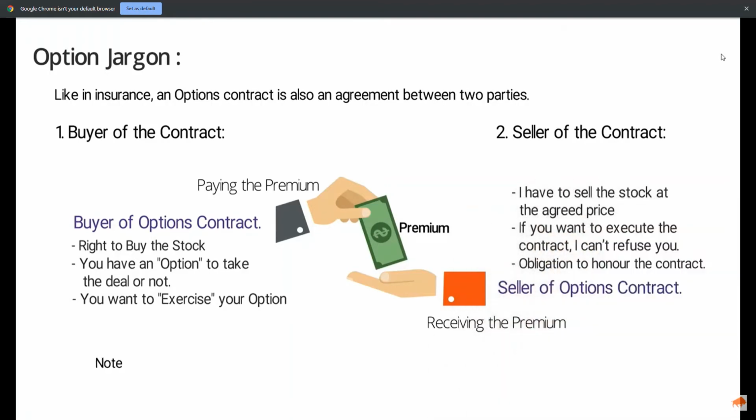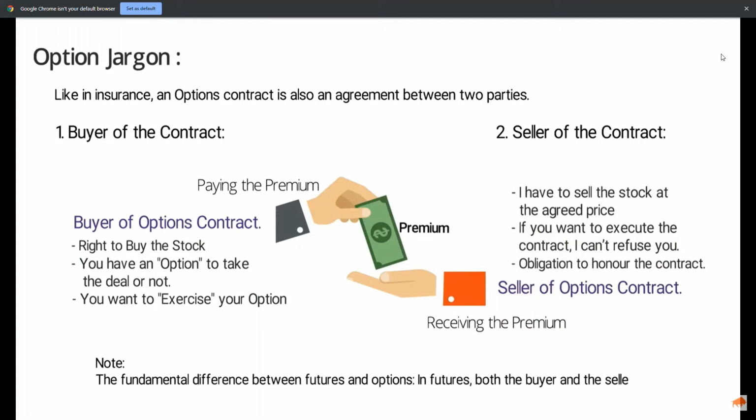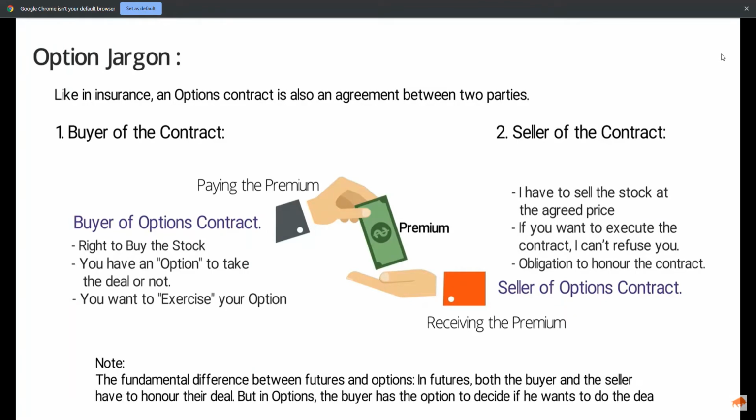One important point to note: the fundamental difference between futures and options is that in futures, both the buyer and the seller have to honor their deal. But in options, the buyer has the option to decide if he wants to do the deal or not.